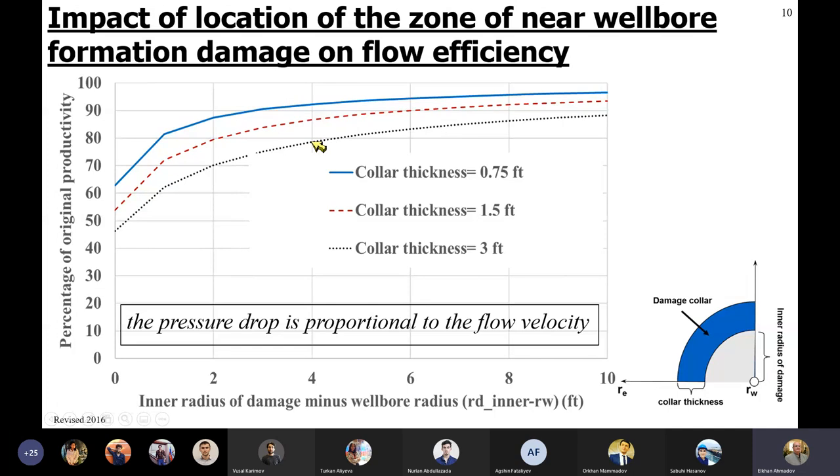And for different collar thickness, the collar thickness is also important because, again, this collar is a damaged zone, and the thickness of the damaged zone will be affecting the productivity.